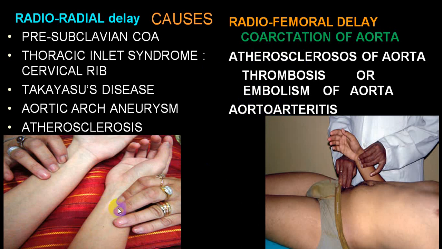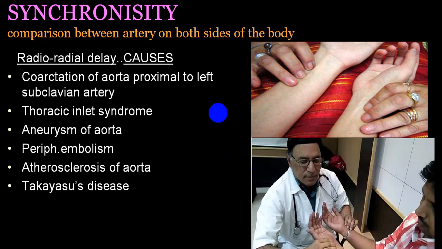See here, you are comparing right radial with left radial. Here you are comparing radial with femoral. So this is for radiofemoral delay, and it is very easy to palpate on the same side, right radial with right side femoral. This is comparing right radial with left radial. So this is radio-radial delay. So for radio-radial delay, the classical example is coarctation of aorta, and these are all the other conditions where you will have a diminished volume rather than the radial delay.